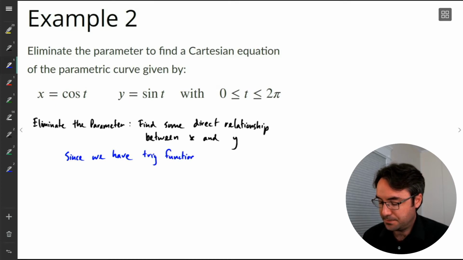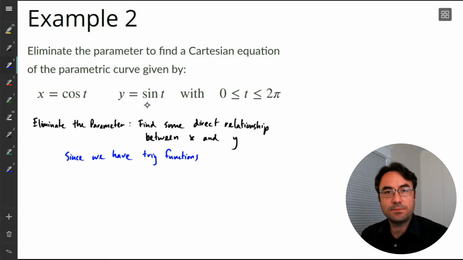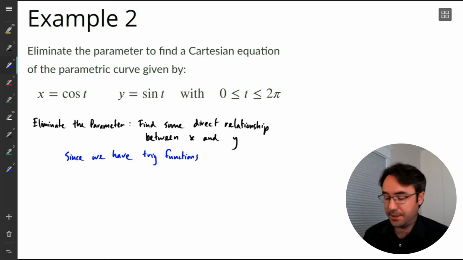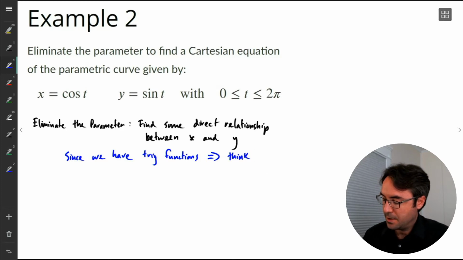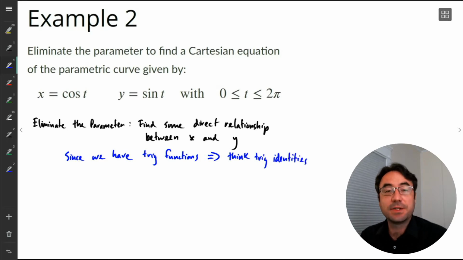So not always, but sometimes it's helpful to think back to our trig identities, especially when we see these trig functions here. All right, so what is our go-to trig identity involving sine and cosine? Well, that's sine squared plus cosine squared is equal to 1.